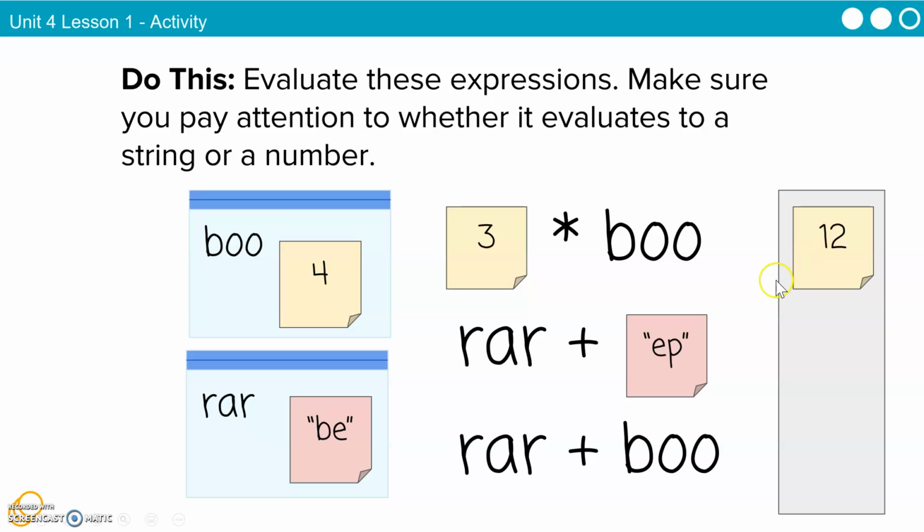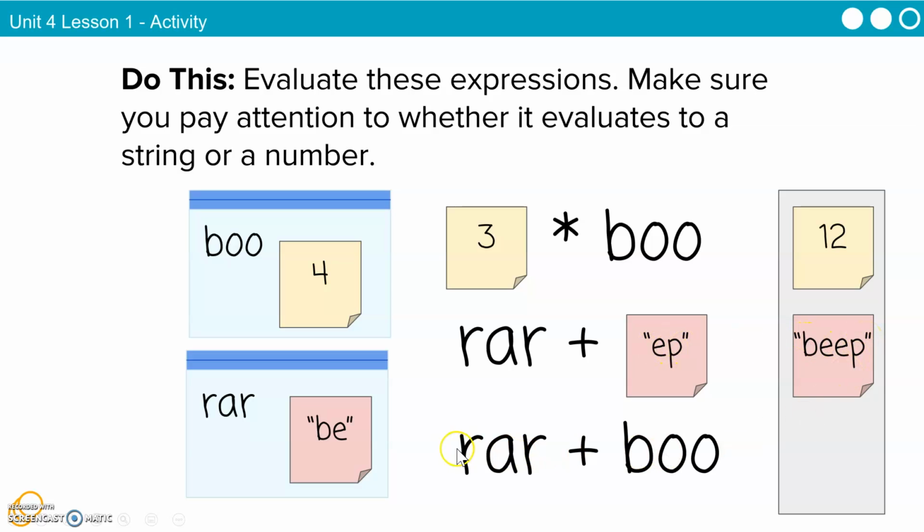Hopefully you came up with 12. Let's try the next one. You have rar plus EP. What's that going to evaluate to? Did you get beep? If you did, good job, because this variable had BE in it, and when we add two strings together, it just pushes them all together to give us one more.